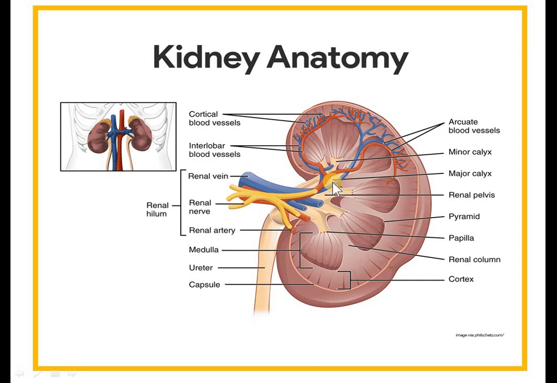Then it is known as a major calyx, and these calyces will unite together to form a renal pelvis. Okay. Then this pyramid shaped portion in the medulla of the kidney is known as the pyramid. That is due to the bunch of collecting ducts. Then this one is a ureter. The ureter will drain whatever urine is formed over here to your urinary bladder. So this is just an overview of the LS, the longitudinal section of your kidney.